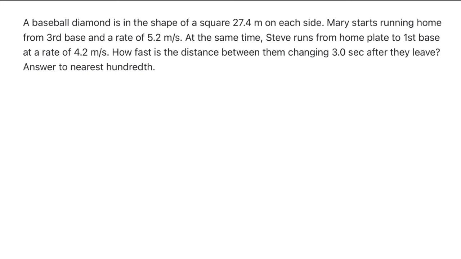So we're going to start by sketching this scenario. And the baseball diamond tells us it's a square. So it's just going to illustrate that with a square like this. And then we have home base down here, let's say in this corner here. We're going to call that H. This is going to be first base, second base, third base. And we also know that it is 27.4 meters.